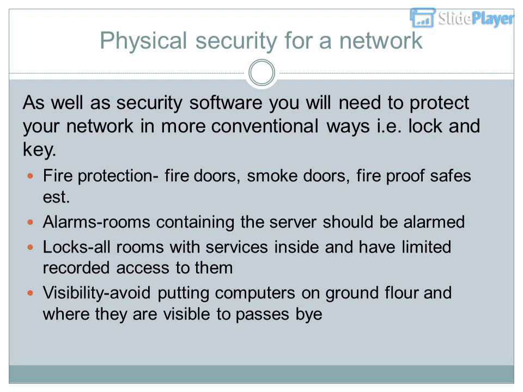Physical security for a network. As well as security software, you will need to protect your network in more conventional ways, i.e. lock and key. Fire protection: fire doors, smoke doors, fireproof safe chest. Alarms: rooms containing the server should be alarmed. Lock all rooms with services inside and have limited recorded access to them. Visibility: avoid putting computers on the ground floor and where they are visible to passers-by.